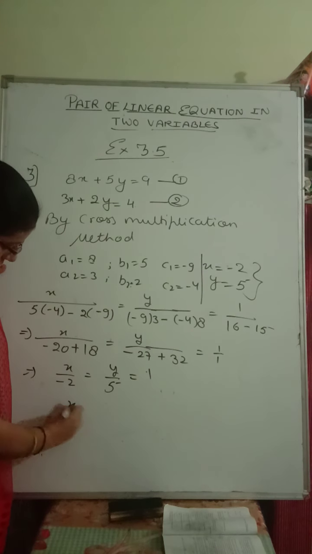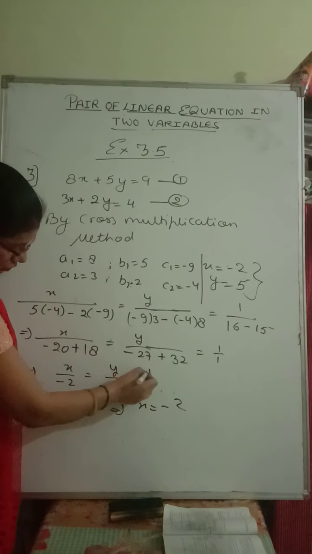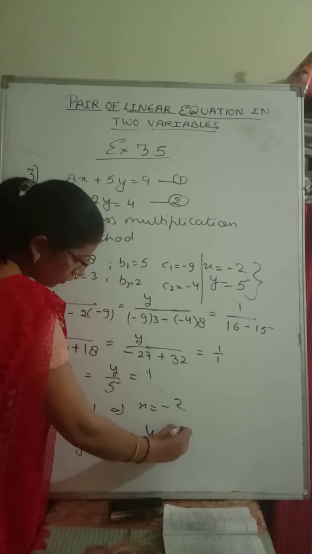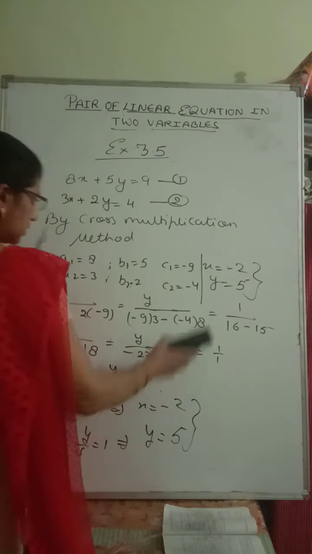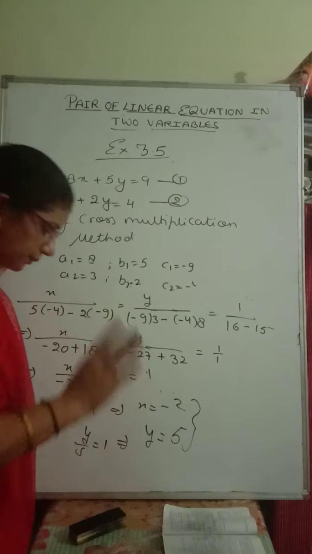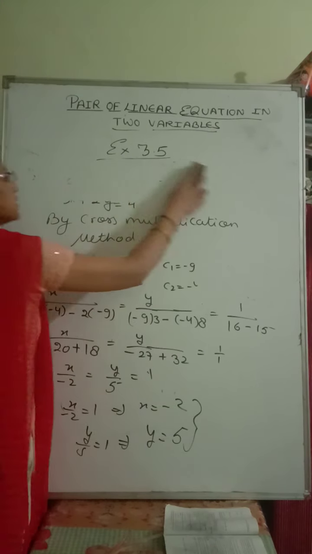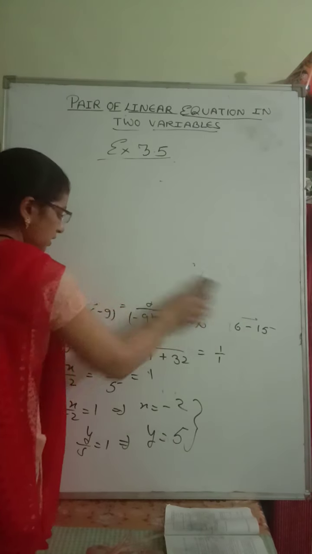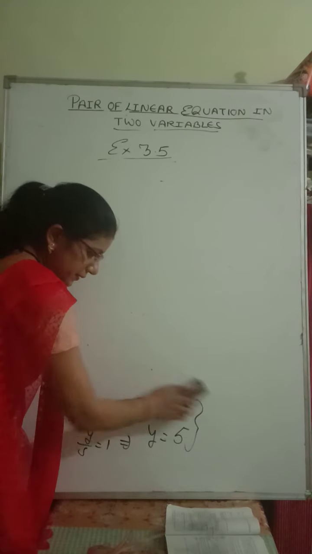Comparing, x upon minus 2 equals 1, which shows x equals minus 2. Comparing the other two, y upon 5 equals 1, which shows y equals 5. So x is minus 2 and y is 5. We got this in the substitution method, and here we got it by the cross multiplication method, so the answer comes the same. Now from question number 4 onwards, as in each exercise, there are word problems, and these are the word problems. You have to do that.